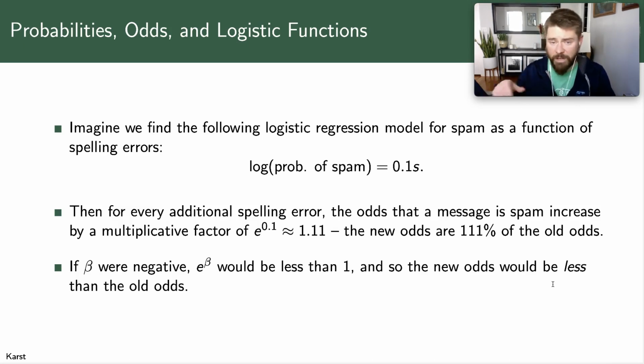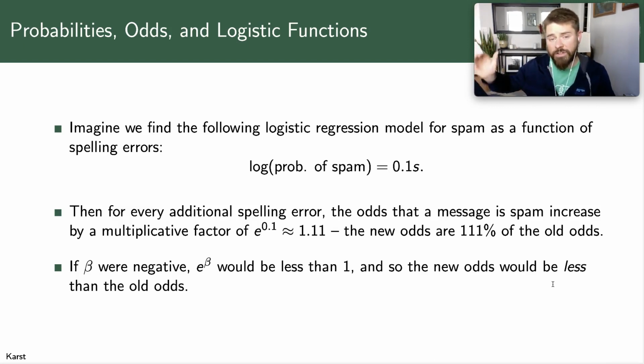If we were to do that out, e is just a number. So if we were to take that number and raise it to the 0.1 power, we get something like 1.11. So what this is saying is that for every additional spelling error in the message, the odds that the message is spam are 111% of their previous value. So if I go from 10 to 11 errors, the odds go up by 11%. They're 111% of their previous value.